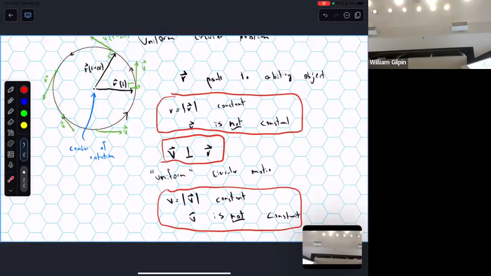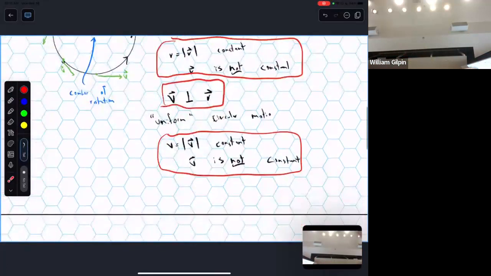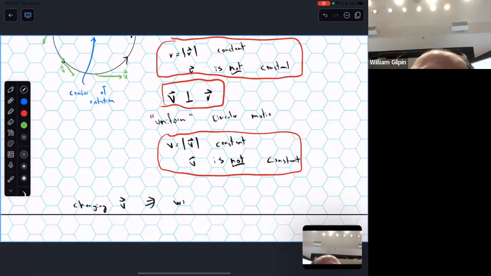Okay, so given that we have position versus time, which is changing, we have velocity versus time, which is also changing. Speed stays the same because that's the magnitude of the velocity, but the direction of the velocity itself is changing over time. The fact that velocity is changing implies that we do have acceleration in this problem. So changing v implies we have acceleration.